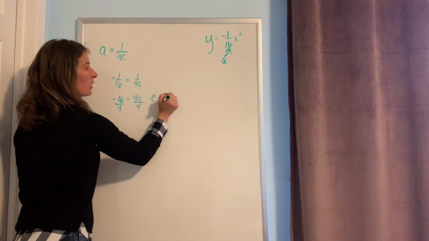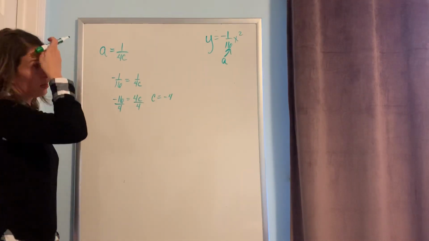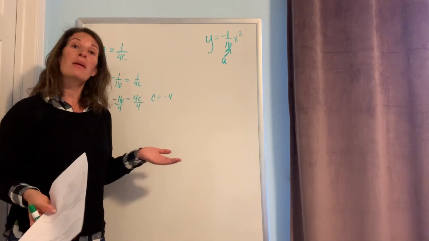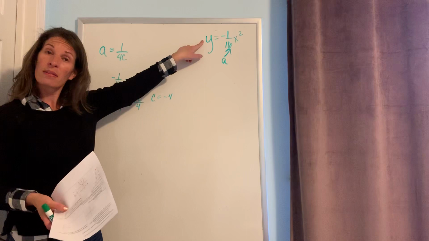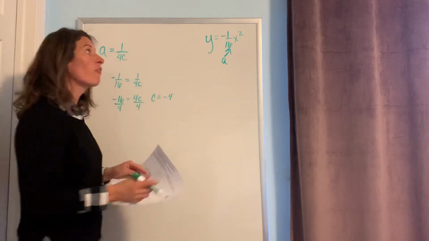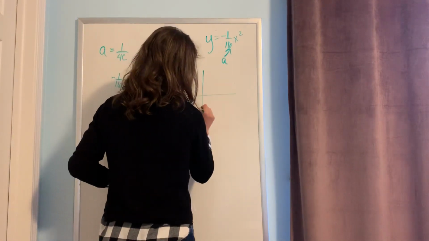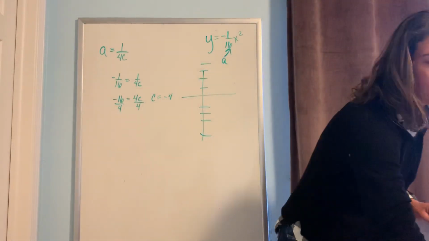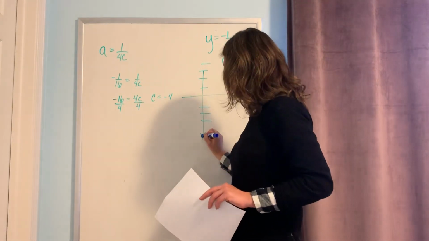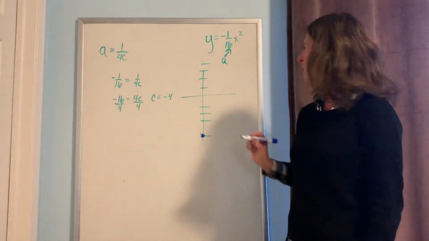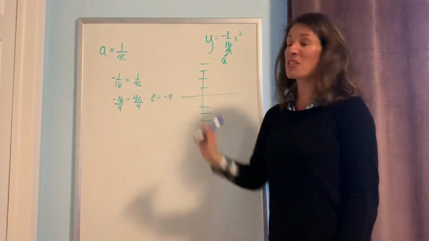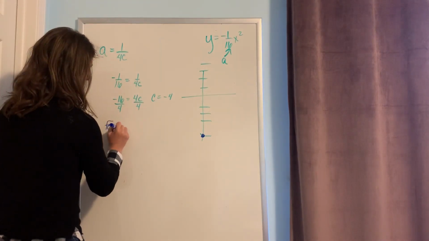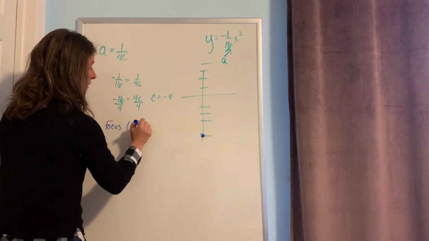So my focus is at -4. Is it -4x or is it -4y? Well, the way we know is because this is a y, so that means that our focus is at a -4y. So my focus is here. And when I write it, I'm not just going to write my c value. I'm going to write that the focus is at 0, -4.